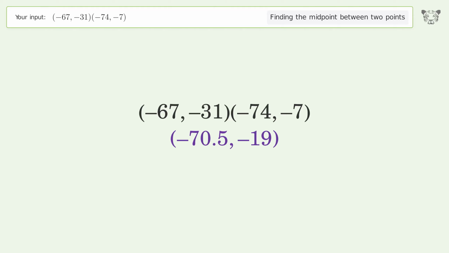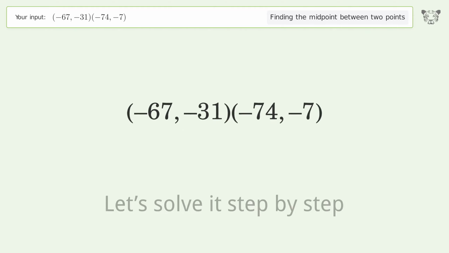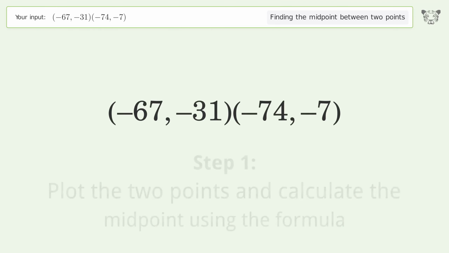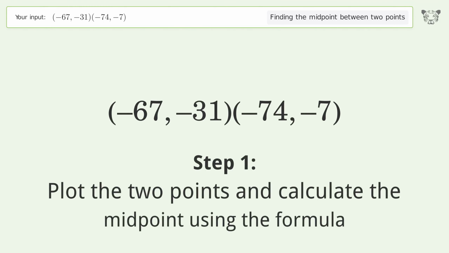You ask Tiger to calculate. This deals with finding the midpoint between 2 points. The midpoint between the 2 points is negative 70.5, negative 19. Let's solve it step by step. Plot the 2 points and calculate the midpoint using the formula.